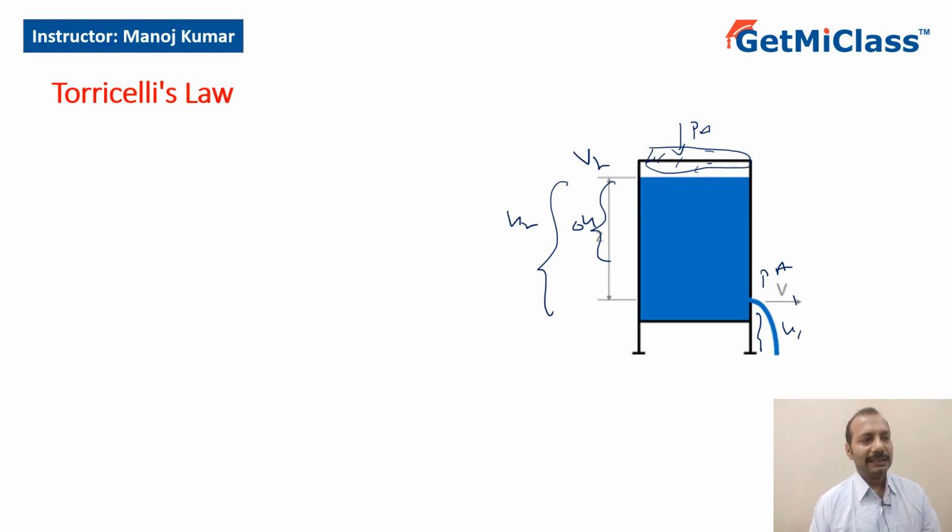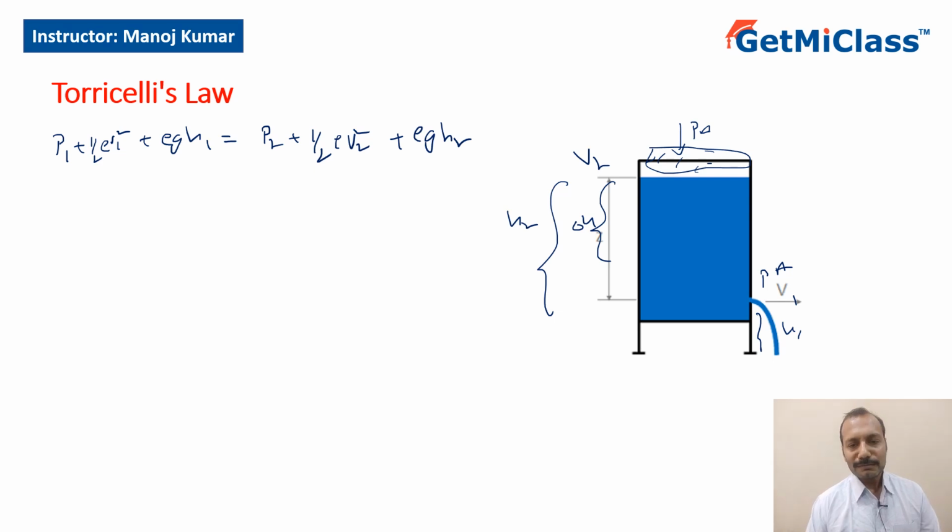Now applying Bernoulli's theorem, I can write P1 plus half rho V1 square plus rho G H1 should be equal to P2 plus half rho V2 square plus rho G H2. So from this, what all things do we know? We know P1 equal to P2 equal to atmospheric pressure. So those can be cancelled. Now what am I left with? I am left with half rho V1 square plus rho G H1 equal to half rho V2 square plus rho G H2. Now we know A1 V1 equal to A2 V2.